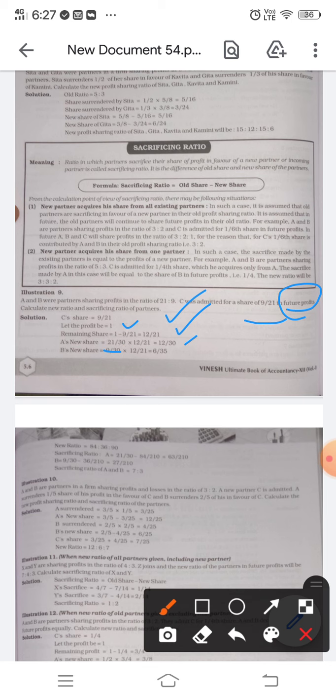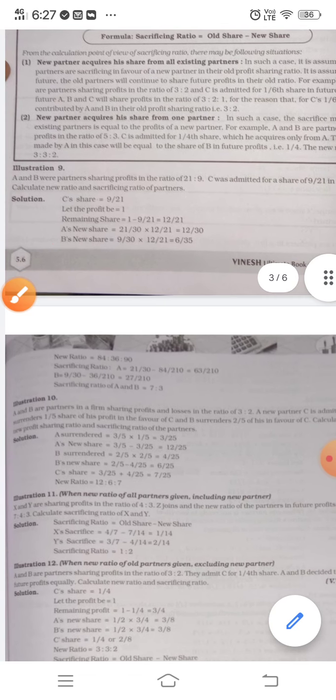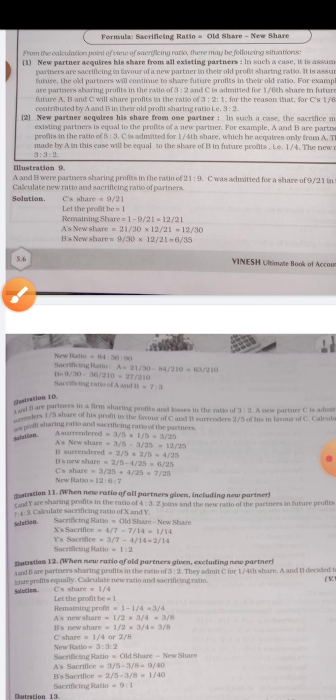Like that for B also. That is 9 by 30 is the old profit sharing ratio and we have to multiply with the remaining share, that is 12 by 21. Okay. Next. So what is the new ratio? What is the new ratio? That is 84 is to 36 is to 90.